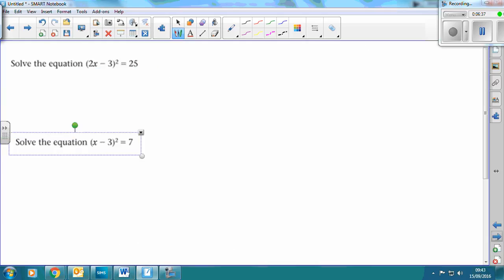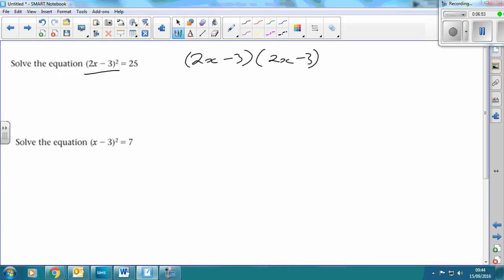Okay, so let's have a look at the next two. So we've got 2x minus 3 squared equals 25. Now, of course, we could expand the brackets. And if you ever expand brackets which are squared, you need to write the bracket out twice. So 2x minus 3 times 2x minus 3, and then use whichever method you use when you expand brackets. I tend to use the smiley face method. However, you can use whichever method you want. And then you set it equal to 25.